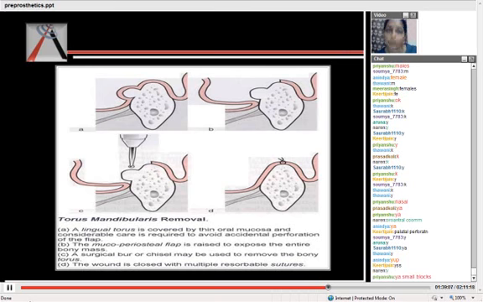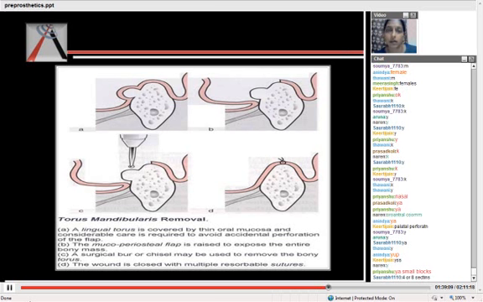That's not a problem in the mandible. So for the mandible, you always do an en bloc resection. You remove it en bloc. 4 to 8 sections, Saurabh.